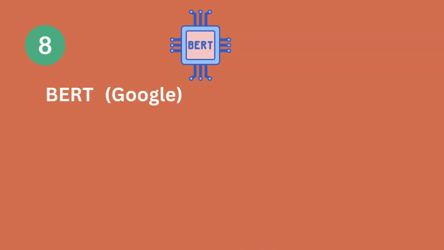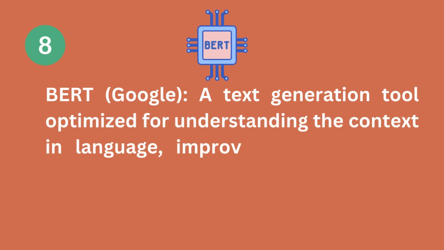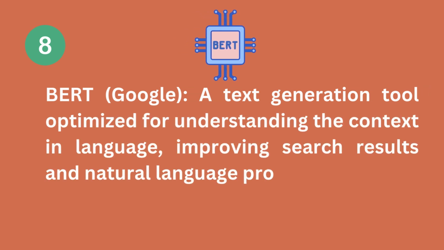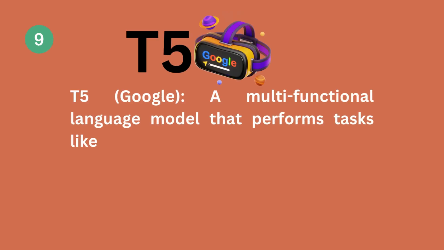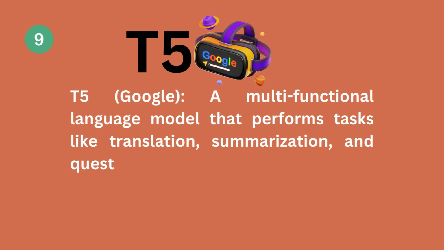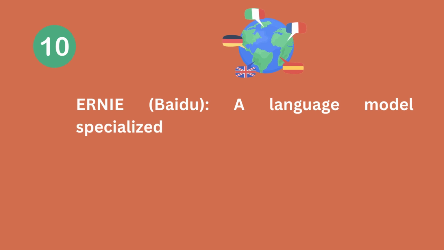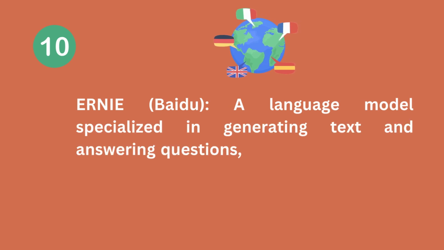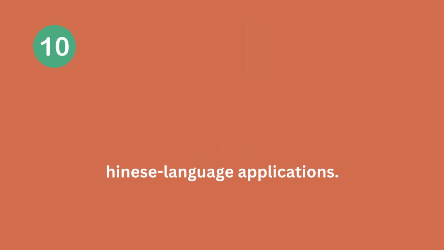assistance. 8. BERT. Google, a text generation tool optimized for understanding context and language, improving search results and natural language processing. 9. T5. Google, a multifunctional language model that performs tasks like translation, summarization, and question answering through text generation. 10. Ernie. Baidu, a language model specialized in generating text and answering questions, particularly effective in Chinese language applications.